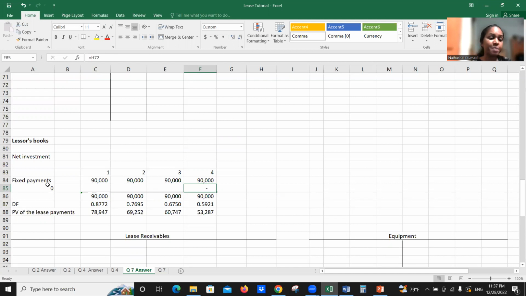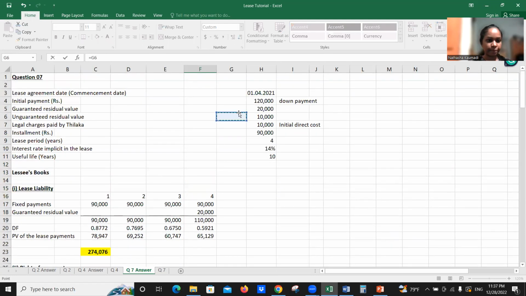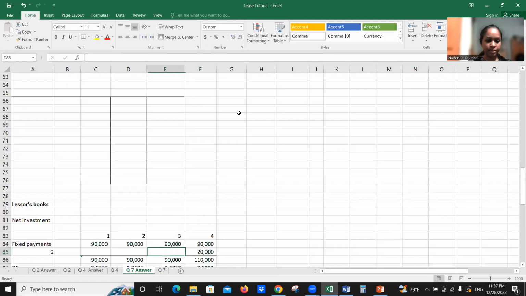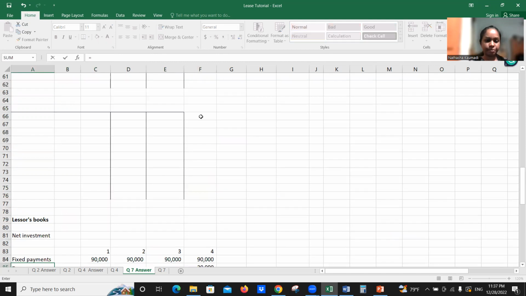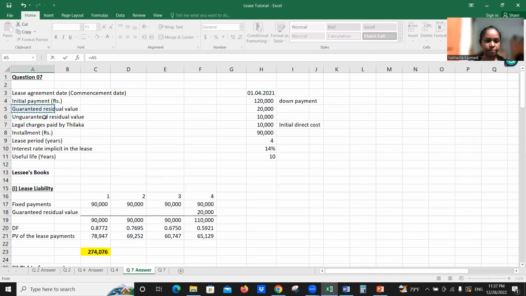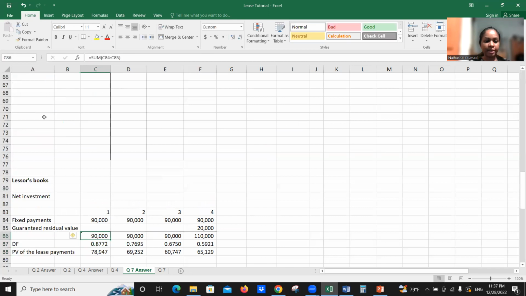We have fixed payments and guaranteed residual value in this question. So you can take the same. The guaranteed residual value was 20,000. Yes, I'm taking the same thing. Guaranteed residual value. These are the lease payments.